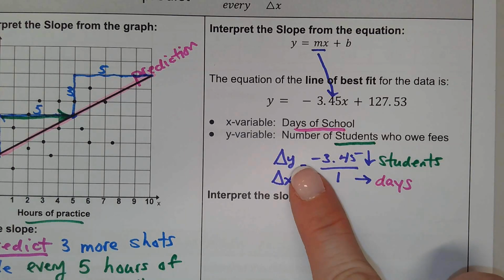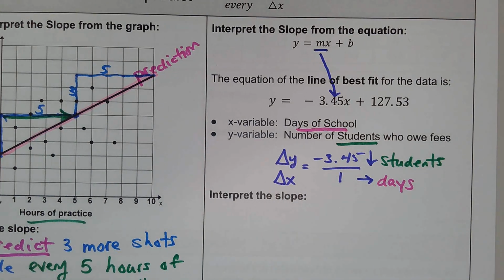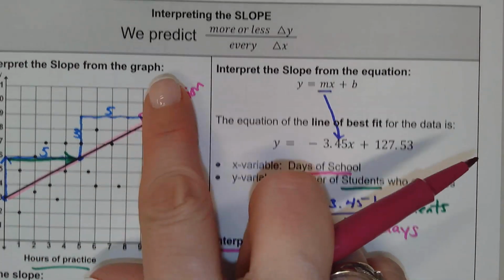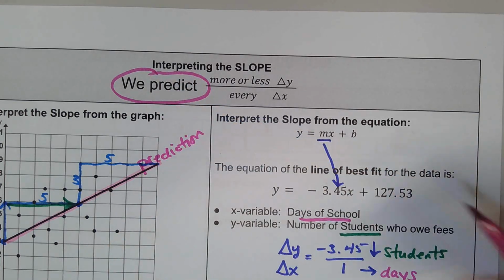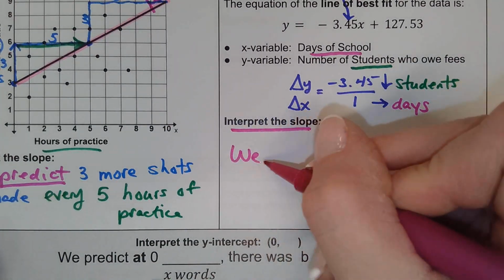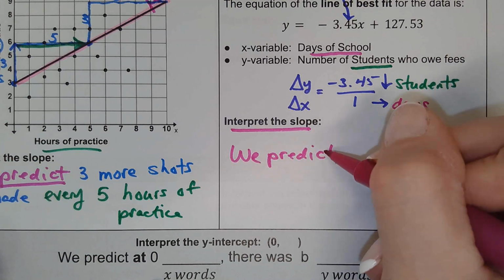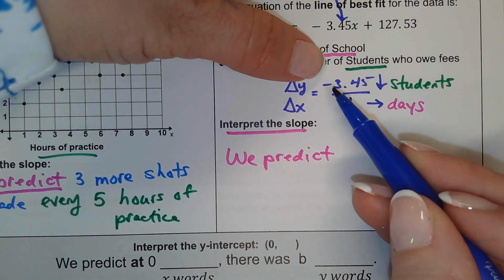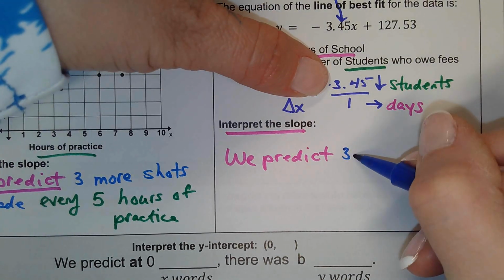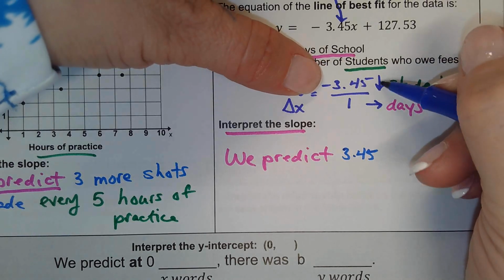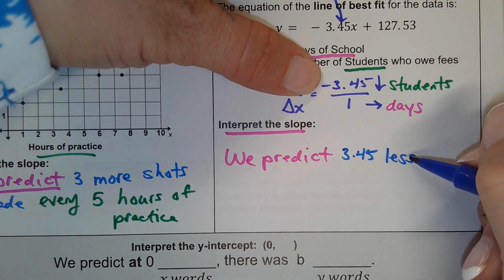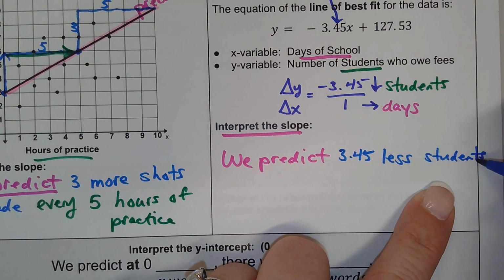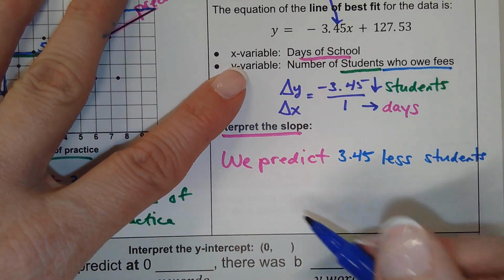So this is my setup to interpret slope. Now remember, since this is the line of prediction, we're always going to start with we predict. And let's take a look at the top of the sentence. I'm not going to say negative. I'm going to say 3.45, and negative means less. That many less students who owe fees.